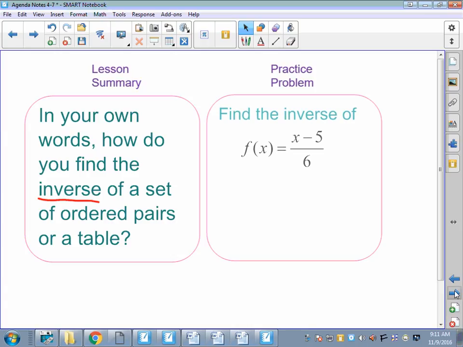And for the practice problem, I'm going to ask you to think about the equation. Find the inverse of that equation. F of x equals x minus 5 all over 6. Once you change the f of x to a y and flip-flop the x and the y, seems to me the first thing you'll be doing to isolate your new y is to times both sides by 6.